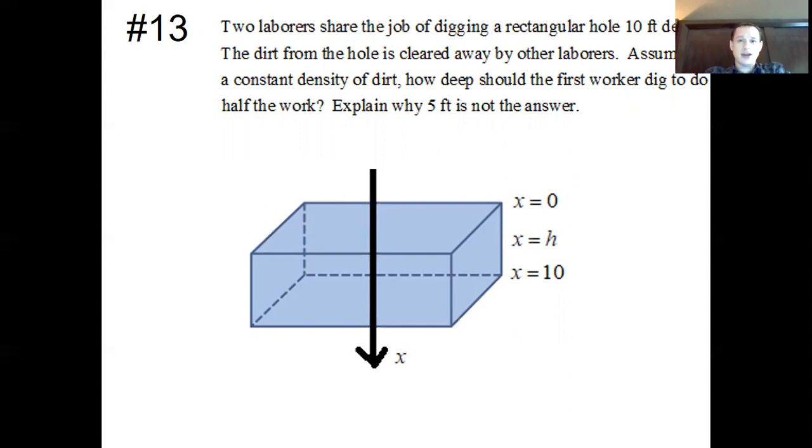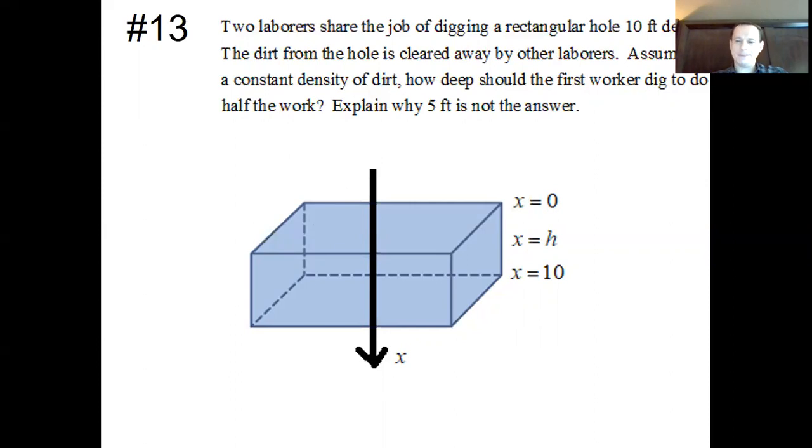It's number 13. They say two laborers are trying to dig a rectangular hole that's 10 feet deep, okay? The dirt from the hole is cleared away by other laborers, so you don't need to worry about hauling it away after they get it out. Assuming a constant density of dirt, how deep should the first worker dig to do half the work? Explain why 5 feet is not the answer.